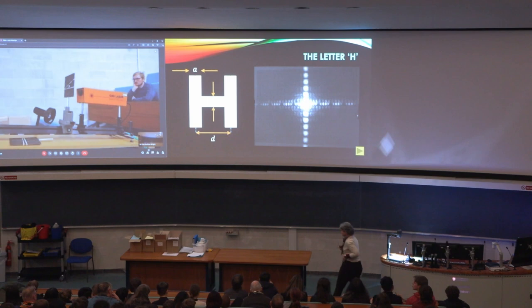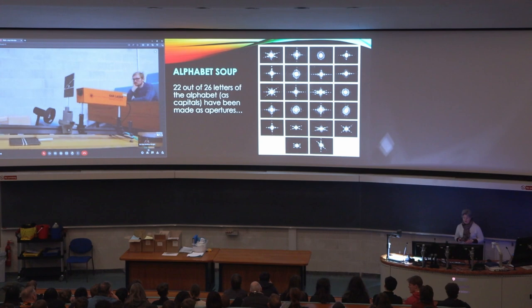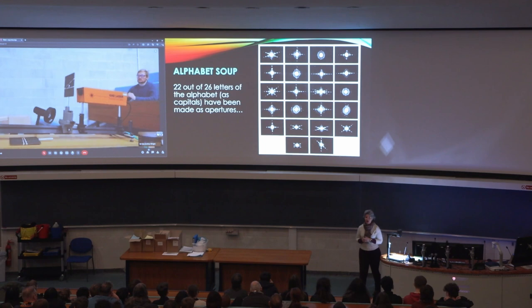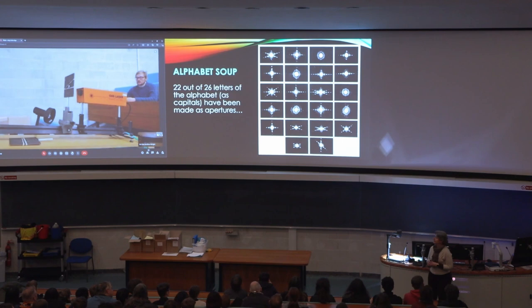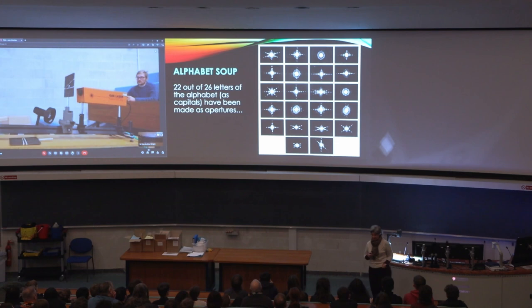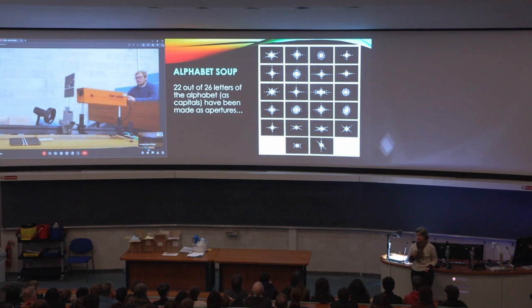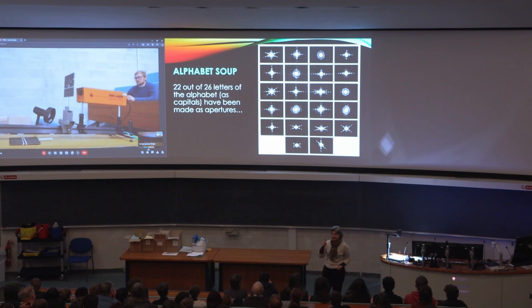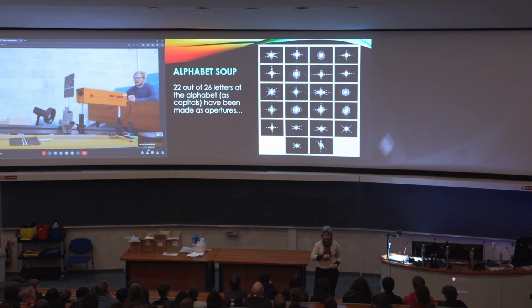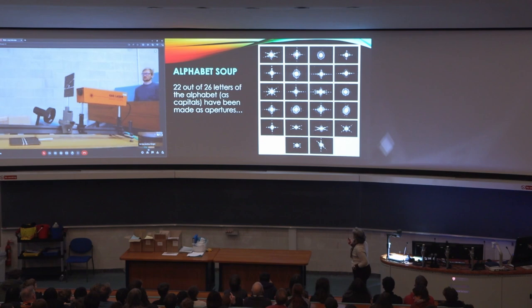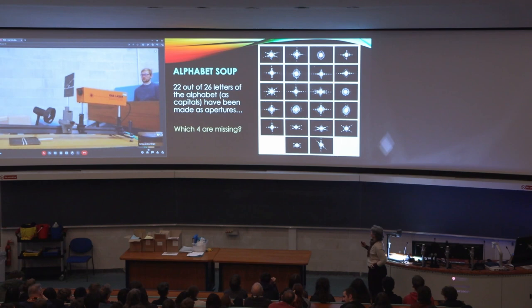Okay. So I will show you that letter H for real in a minute, but while I am setting that up, I would like you to have a look at these. This was an experiment done in the Cavendish for fun, and I'll show you a bigger slide in a minute so you can have a think about it. This is the diffraction pattern of 22 letters of the alphabet. And your challenge, which you're going to be able to vote for in a second, is which four are missing? Now, to make the challenge slightly easier, they are in alphabetical order, so they're not all muddled up, okay? So if you think this is C, this one can't be D. They are in the right order, okay? So while I set up the real letter H, you can vote on Slido.